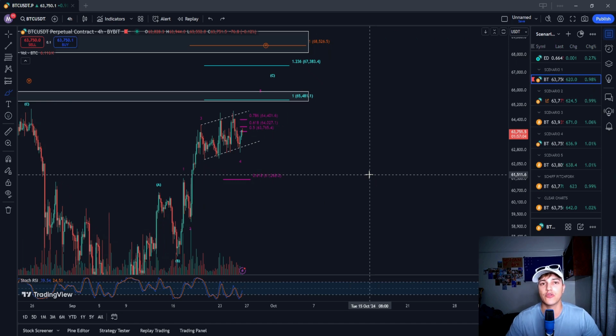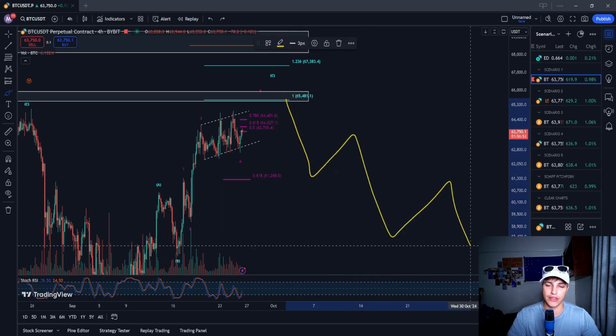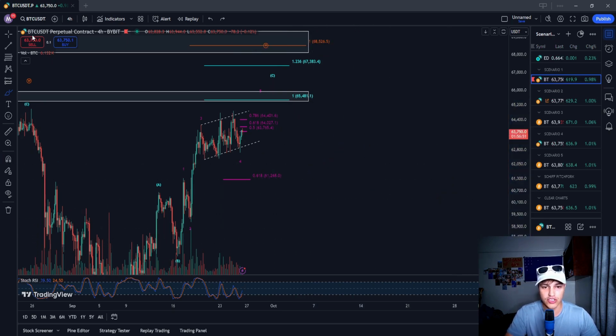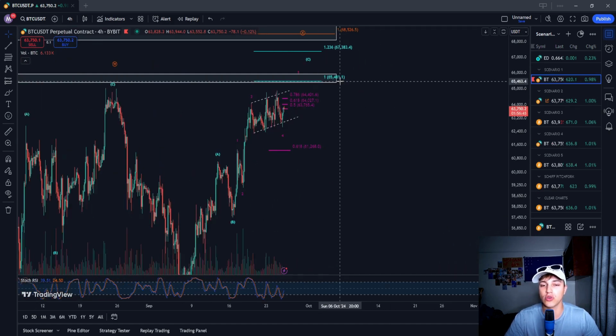On the 15-minute, 1 hour, and 4 hour, you can hold this until that C wave is complete, or you can swing trade it, trading the 1, then trading the 2, then the 3, then the 4, then the 5. So that is what I would do on trade possibilities for all scenarios, short from the 1-to-1 at $65,481.